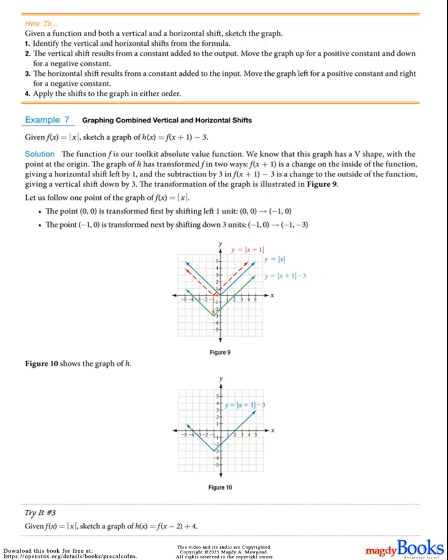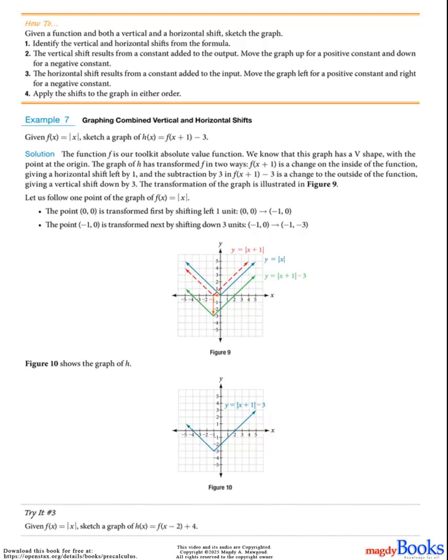1. Identify the vertical and horizontal shifts from the formula. 2. The vertical shift results from a constant added to the output. Move the graph up for a positive constant and down for a negative constant. 3. The horizontal shift results from a constant added to the input. Move the graph left for a positive constant and right for a negative constant. 4. Apply the shifts to the graph in either order.